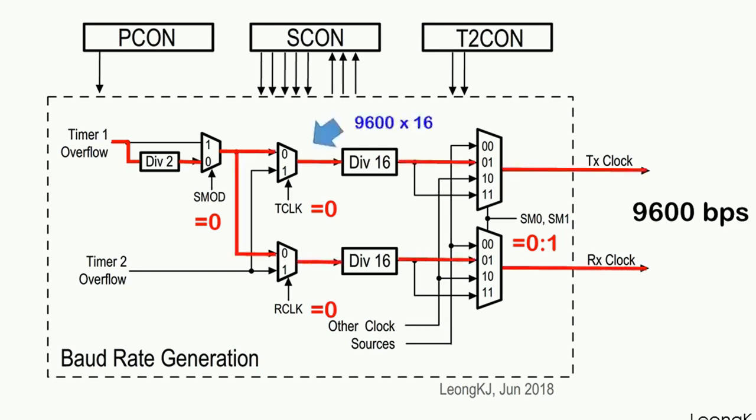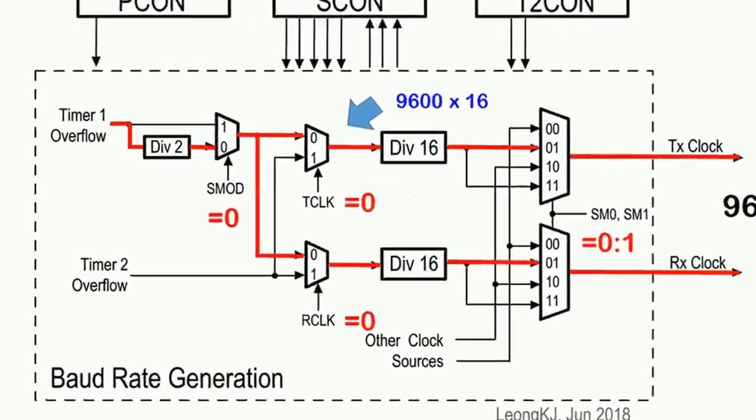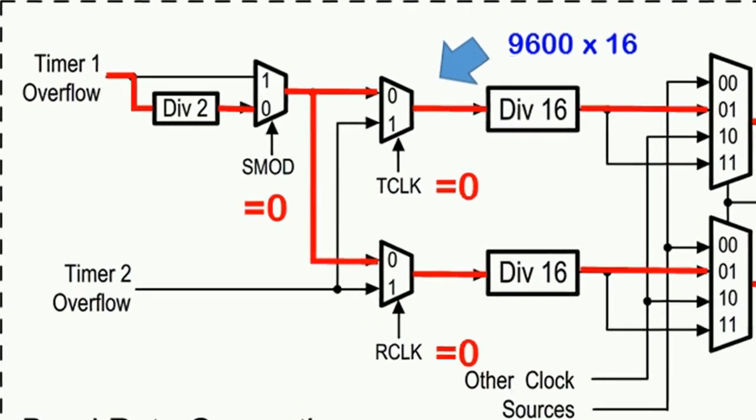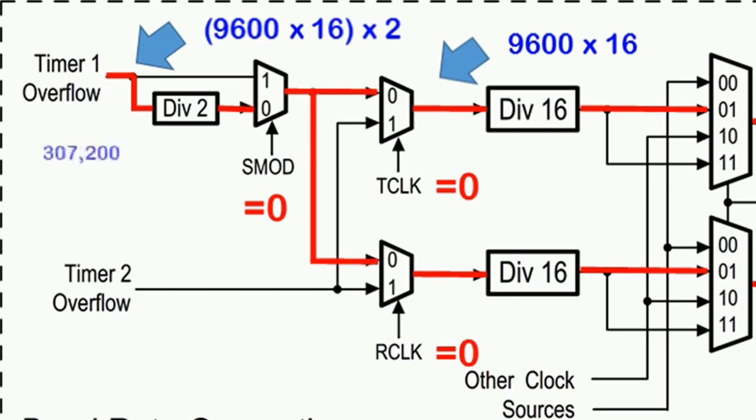The clock rate at this point would be 9600 times 16. This is because of the divide by 16 block, which will cause the clock rate at this point to become 9600. The clock rate at this point would be 2 times more. This is because of the divide by 2 block. Therefore, the Timer 1 overflow rate needs to be 307,200.